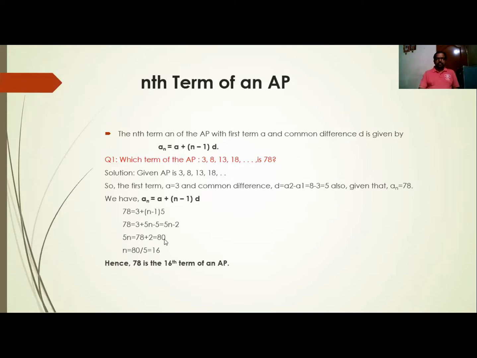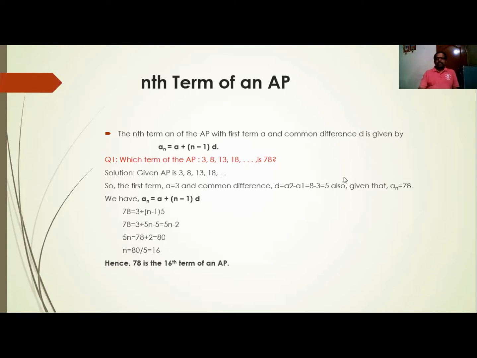So what does this 16 give us? It gives us the number of the term at which the term is 78. So I can say that the 16th term of the AP is 78, or 78 is the 16th term of the given AP. This is again one of the important sums that may be asked in exams, board exams also. When a term is given and we don't know which term of that AP it is, we solve it this way. Use the formula for an, n will be unknown, substitute all the known terms, and then you can find the value of n.